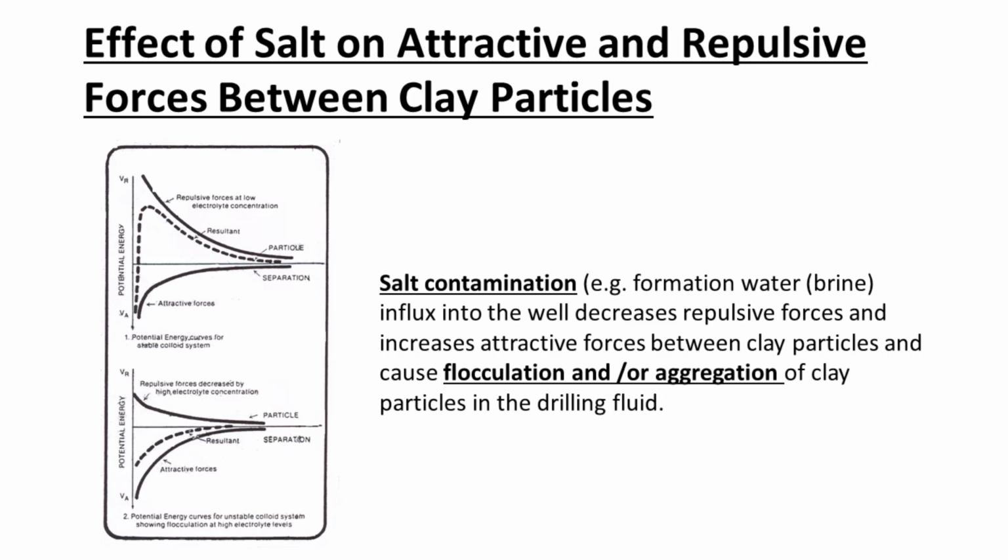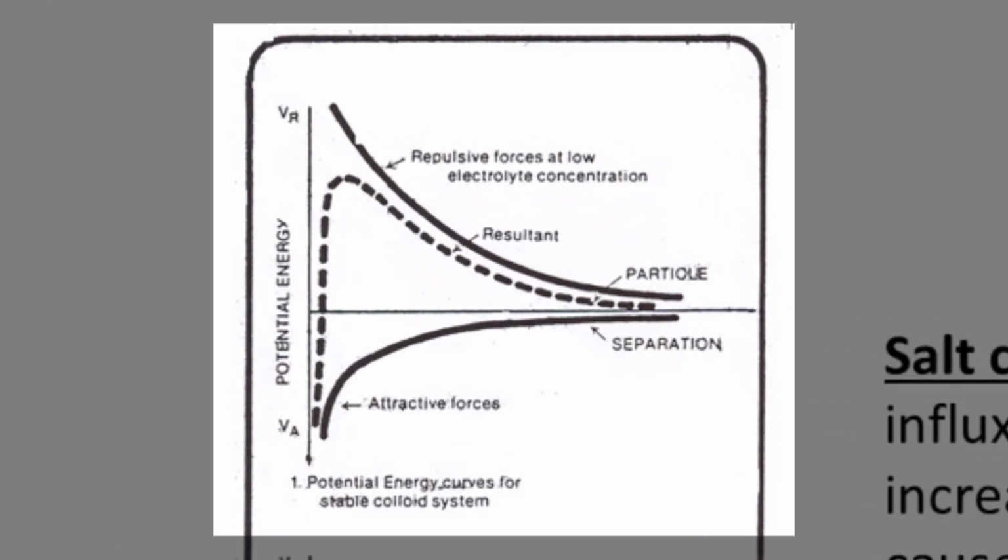Here is a figure that shows the effect of salt on clay particles. The top graph shows the potential energy of the clay particles versus the separation between them when they are in a system with little salt. The repulsive forces are much stronger than the attractive forces, resulting in a net repulsive force. The clay particles hence repel each other, reflected by the decreasing potential energy as the particles move away from each other. There is a sizable separation between the particles and the system is deflocculated.